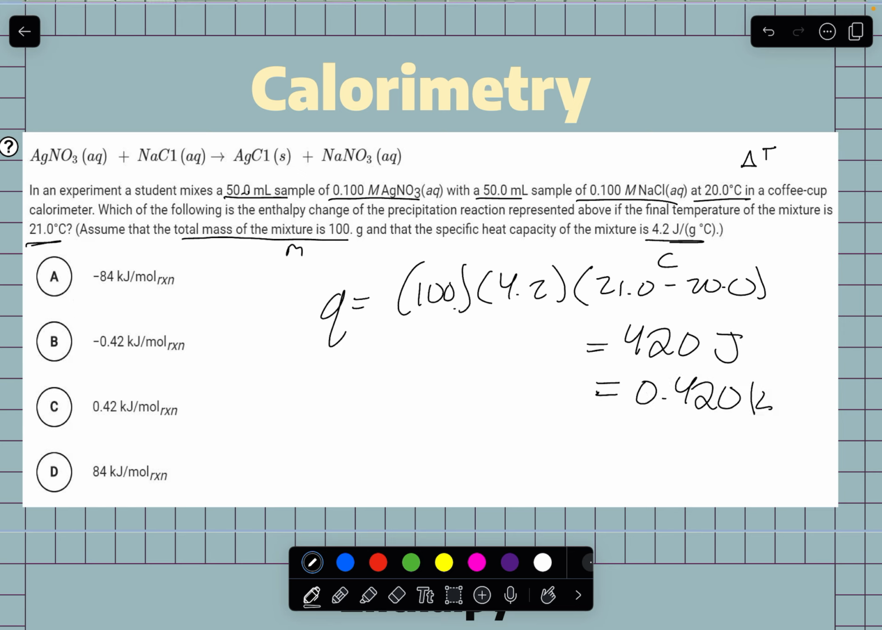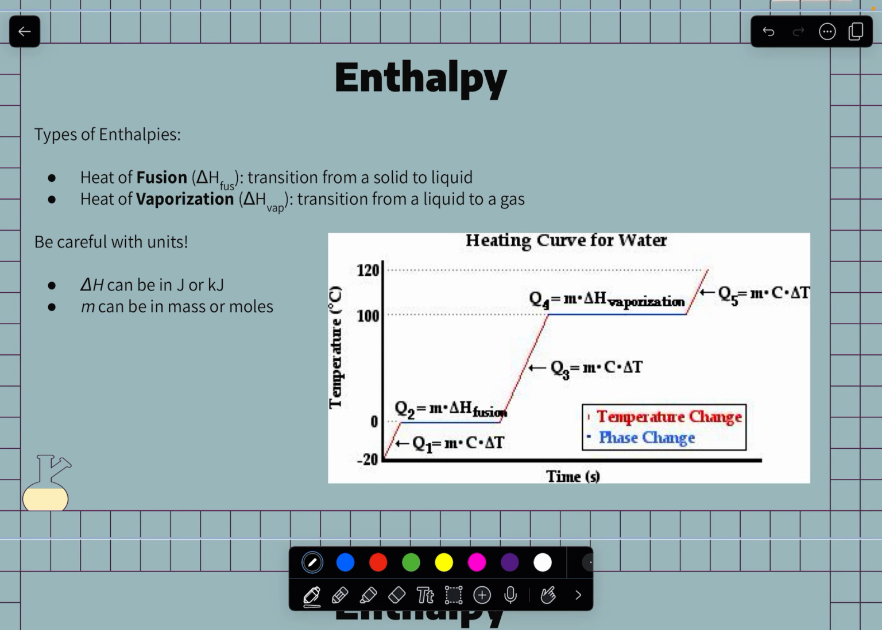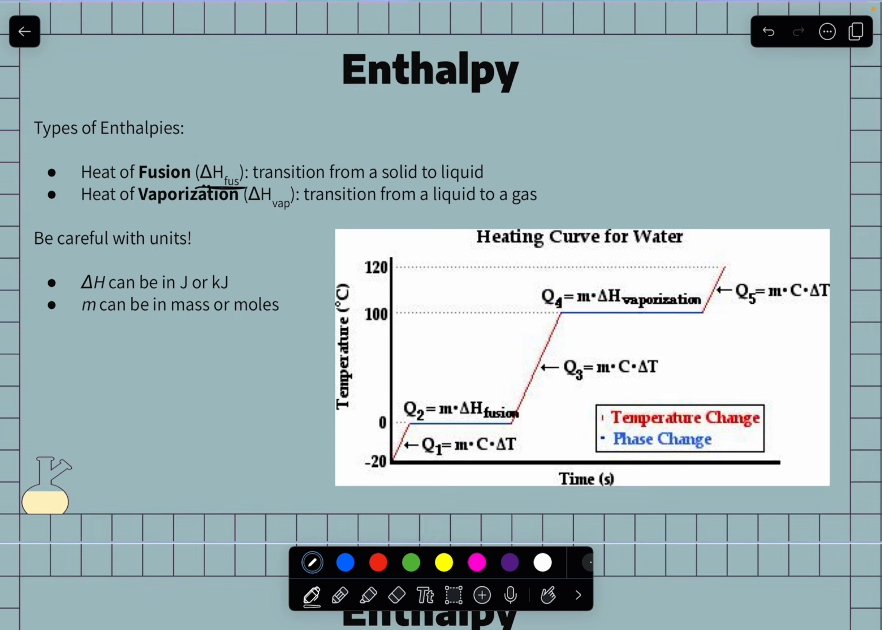Okay, so talking about enthalpy, right? Remember, enthalpy is the amount of energy transferred. We have a couple different enthalpies. We have enthalpy of fusion, so delta H FUS, is going from solid to liquid, so the melting or freezing. Enthalpy of vaporization, or heat of vaporization, so delta H VAP, is for condensing or evaporation. Okay, those are shown here on the graph.